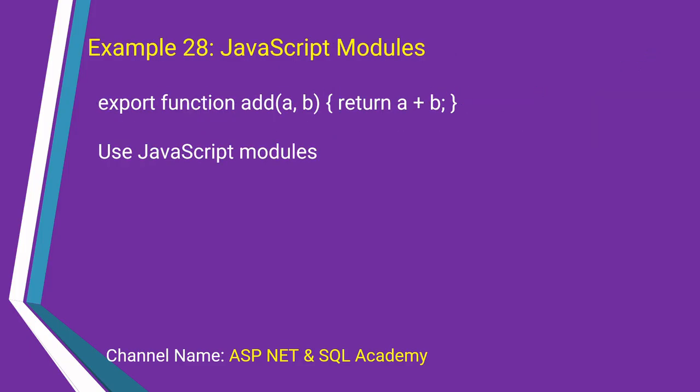Example 28. JavaScript modules. Modules allow us to organize our code into reusable blocks. We can use the export keyword to export functions, variables, or classes from a module. For example, let us create a math module that exports an add function.